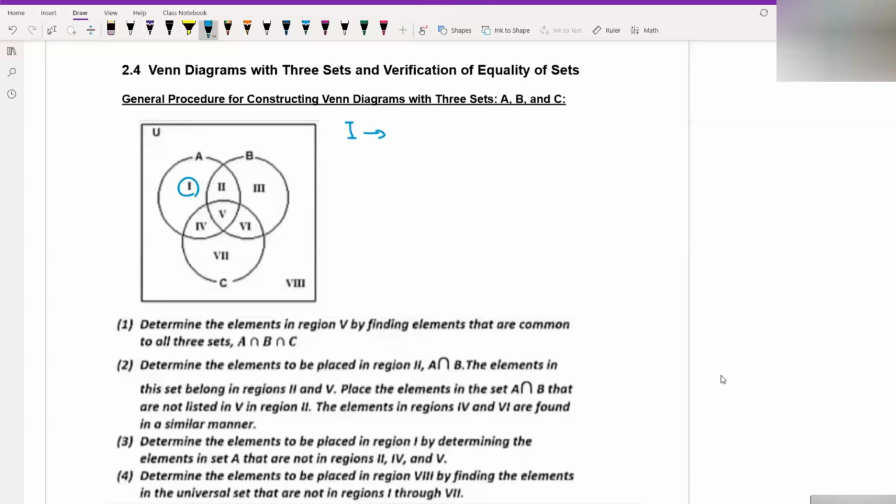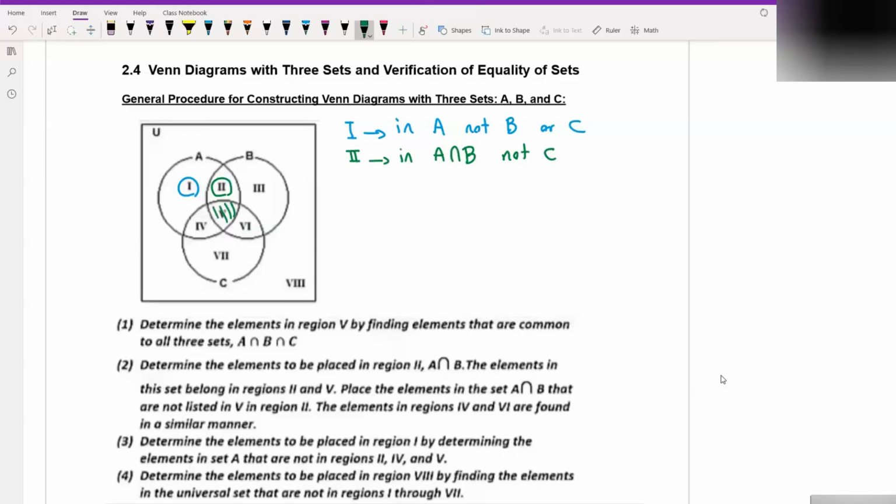Starting with that one. So that is in A, not B or C. Next one, number 2. That is for members that are inside A intersection B, but not C, because we don't have that part.